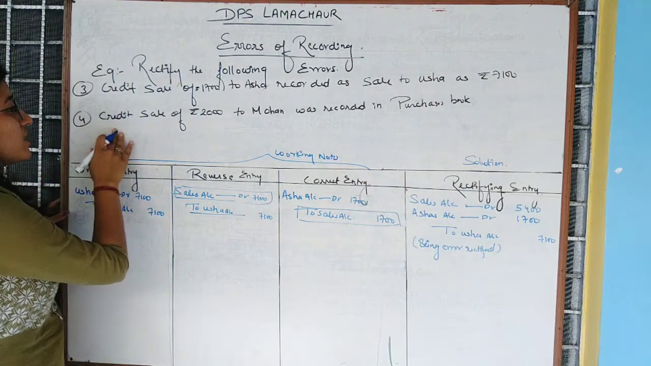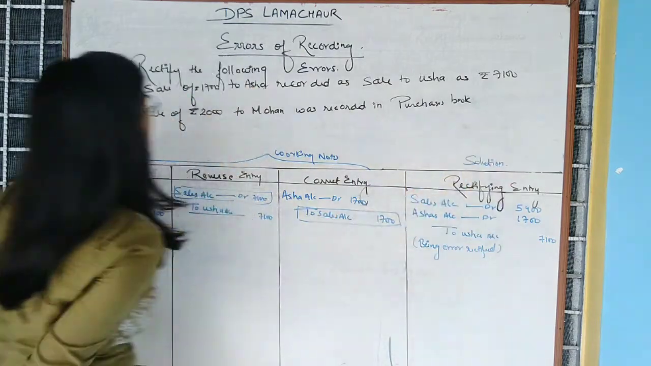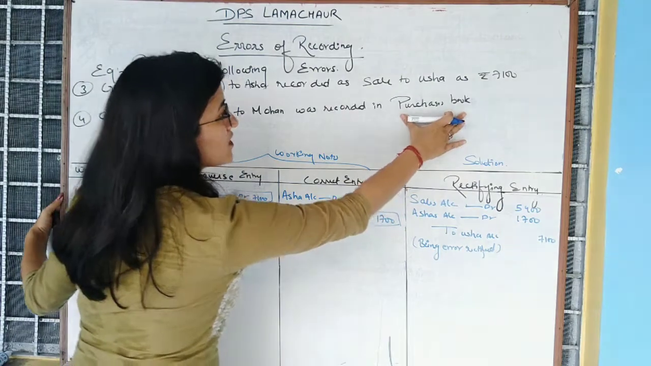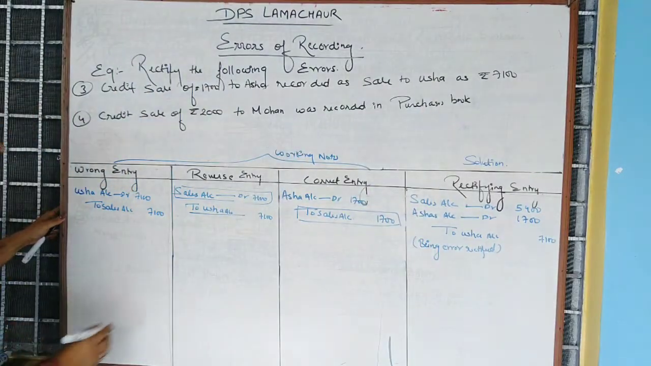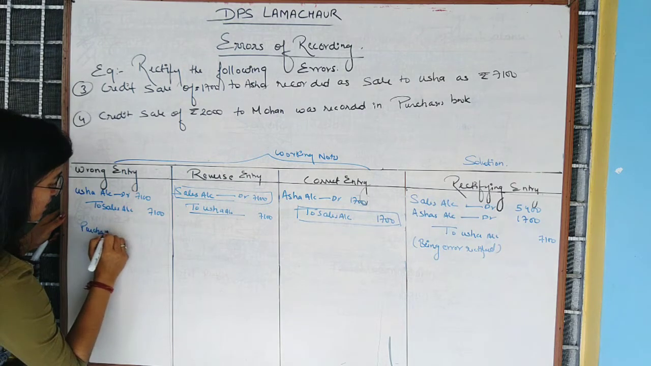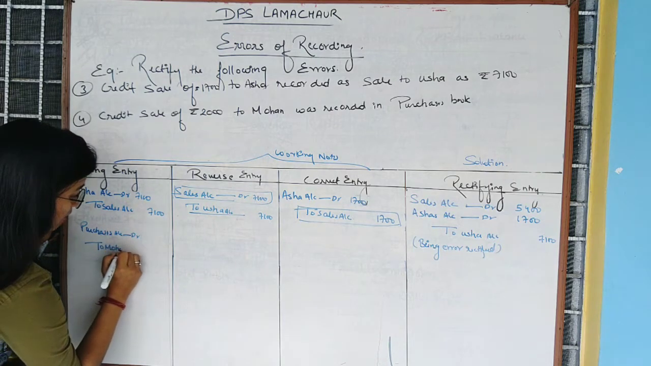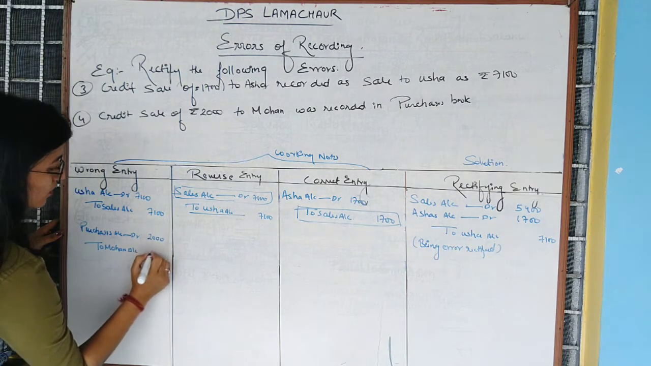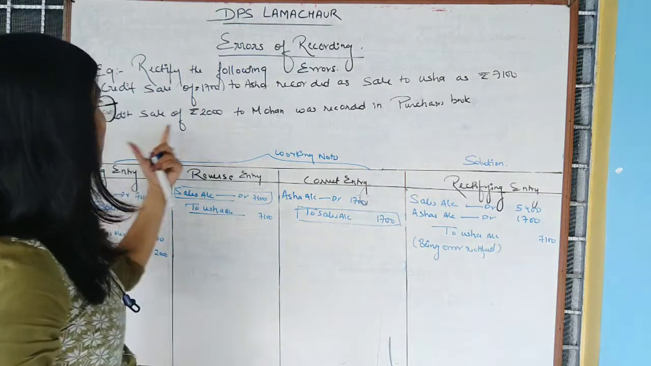Now the next transaction is credit sale of 2000 to Mohan was recorded in purchases book. Now sale has been made and it is wrongly recorded in purchases book instead of sales book. So the wrong entry will be purchases account debit to Mohan account. Amount is 2000, and the correct entry should be credit sale to Mohan.